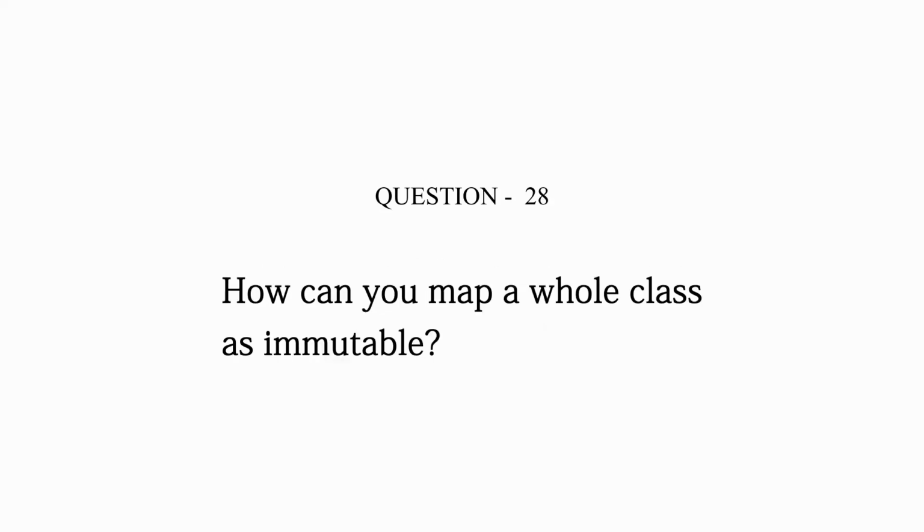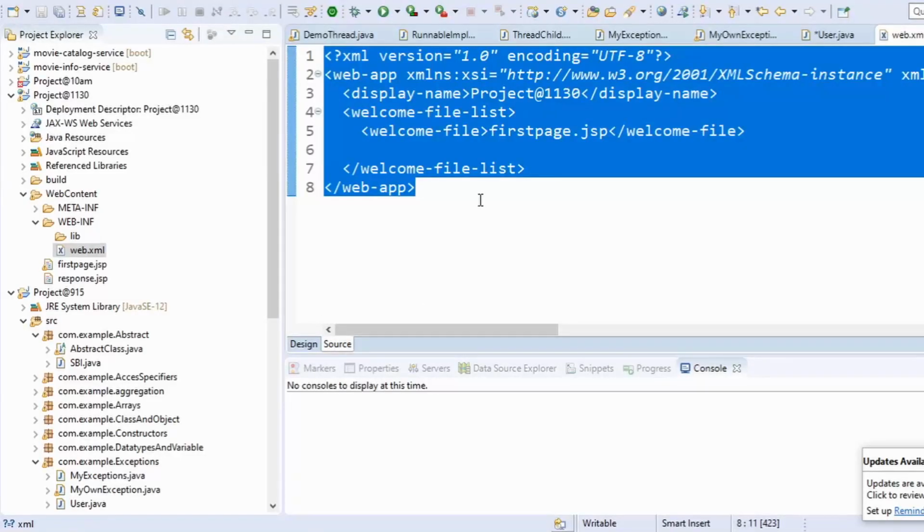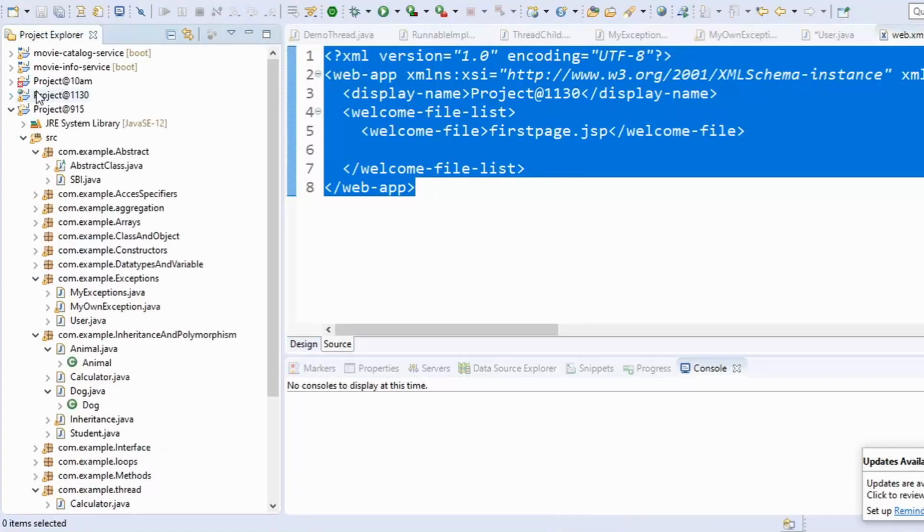Next question which comes into the picture is, how can you map the whole class as immutable? So using the final keyword, you can map the whole class as immutable. Just place the final keyword before your class name. Generally your String class is also final. Now what are the steps which are involved in establishing a JDBC connection? Let us have a look over the steps which are required for a JDBC connection.